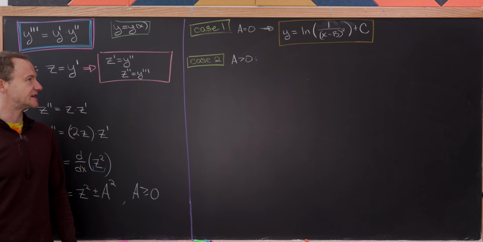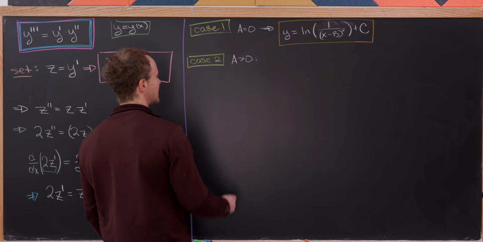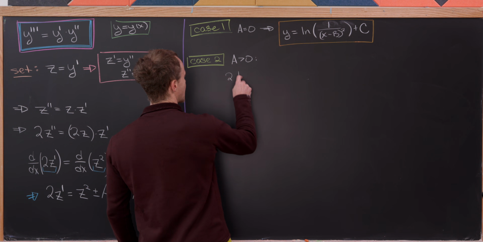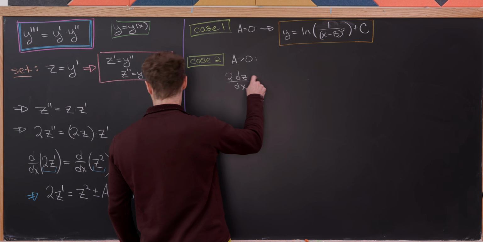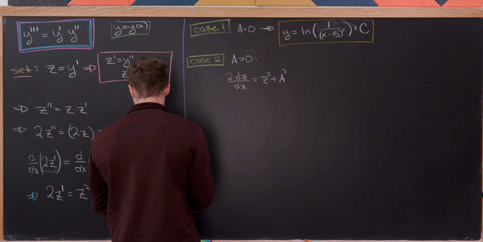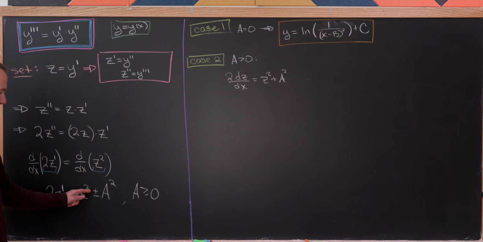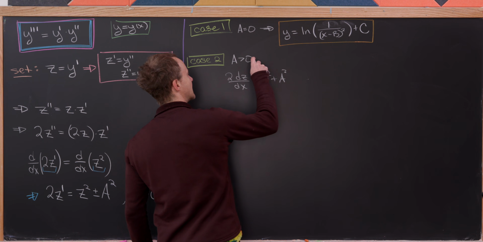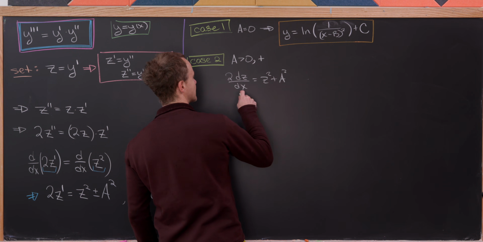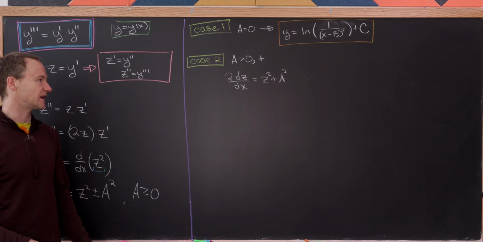Now for our second case when a is positive. Let's start over here again, and we're going to do our same separation of variables. So here we have 2 dz by dx is equal to z squared plus a squared. And I guess I shouldn't say a is positive here. Well, I should say that a is positive and we pick up a plus sign. So the next case will be a is positive and we pick up a minus sign. So let's add that in here. So a is positive with plus, meaning this plus right here. Okay, so anyway, now let's get to solving this case.